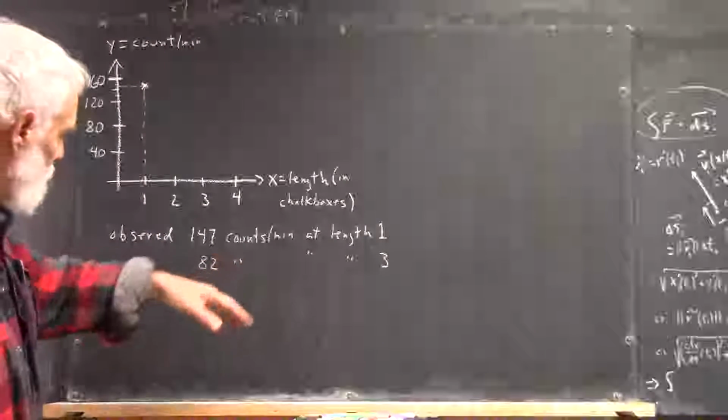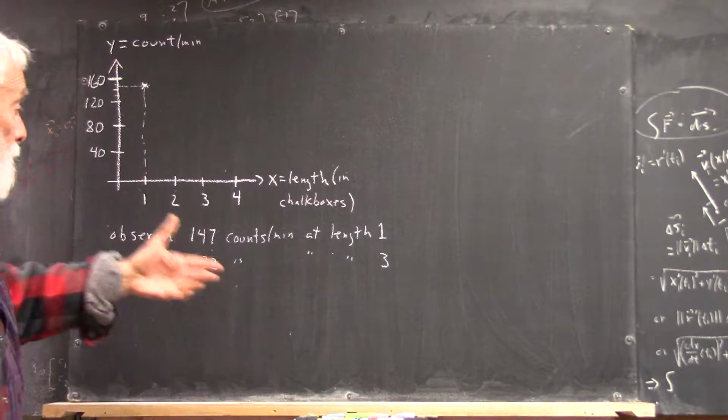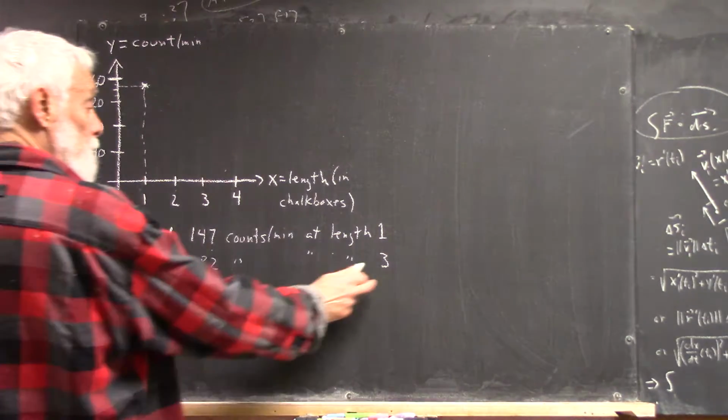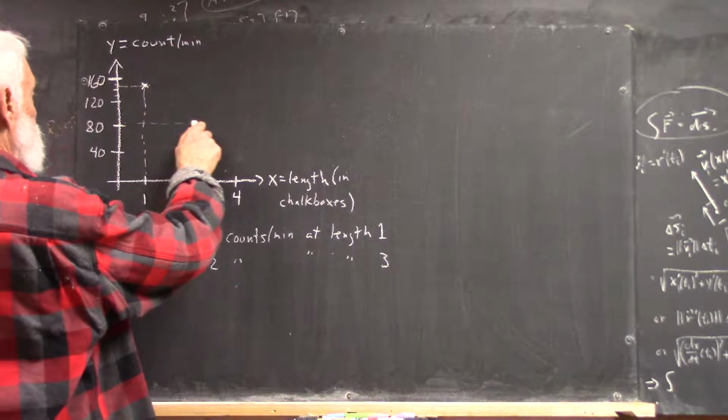Now, you don't need to pay attention to what I'm doing up here. I'm just going to put another arbitrary count down. Might or might not be accurate. 82 counts per minute, length 3. So, 82.